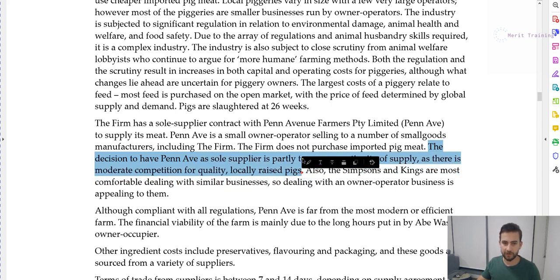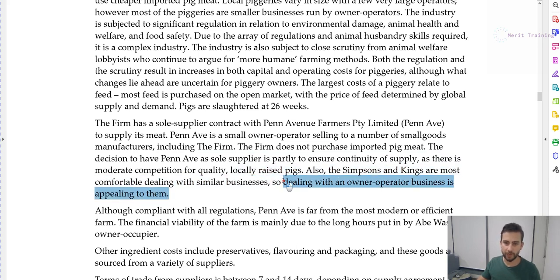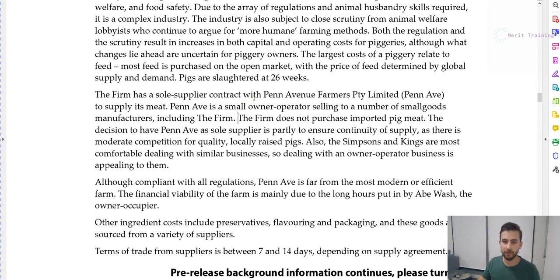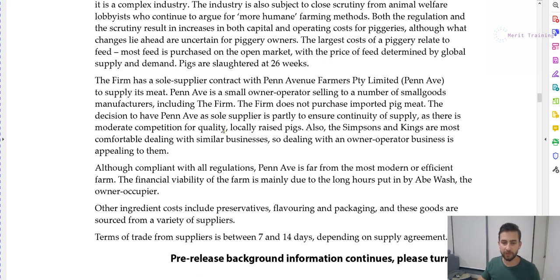Okay, so the decision to have Penn Avenue as sole supplier is about continuity of supply, because there's moderate competition for quality locally raised pigs. Also, dealing with an owner-operator of a business is appealing to them. So it's also important to understand the mindset of the people in charge, like the board, the executive team, and the shareholders, because when you're discussing strategy, you also need to keep in mind what strategy is appropriate for the people you're presenting to.